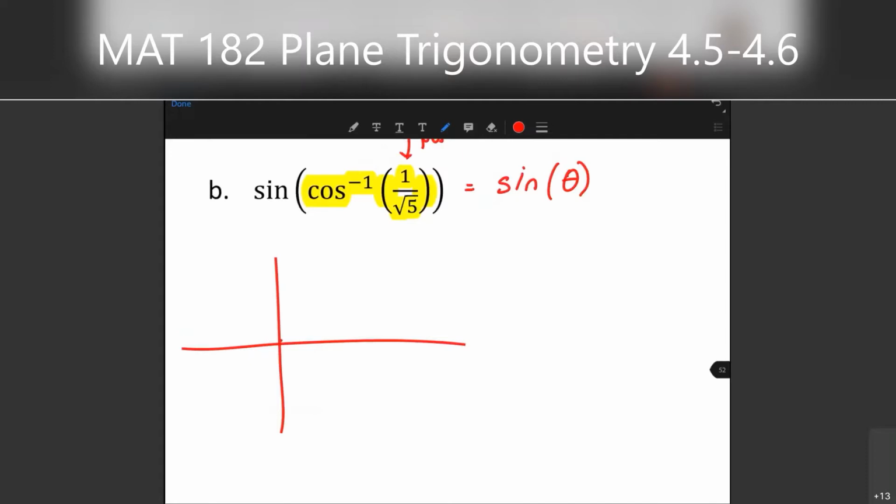So if I draw a triangle in my quadrant here, actually we should have a pretty steep triangle, something like this. We'll have our cosine, so that's adjacent, 1, and the hypotenuse is root 5, and that's going to be my angle theta. Since we are working with a sine function, I will need to figure out that opposite side for the finale here.